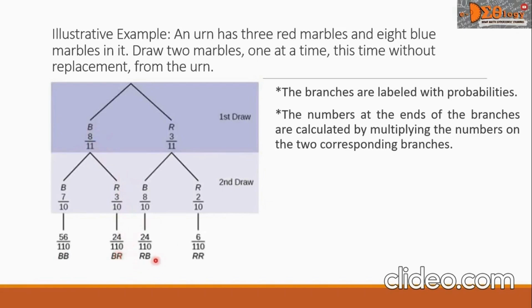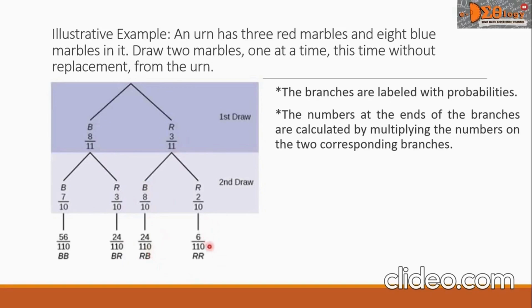Another probability is 24 over 110 for RB. RB means the first marble is red, the second marble is blue. 24 over 110 comes from the product of this 8 over 10 times 3 over 11. That is 3 times 8 is 24 and 10 times 11 is 110.